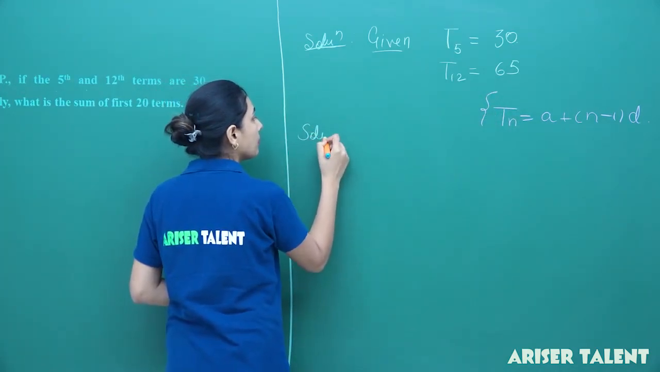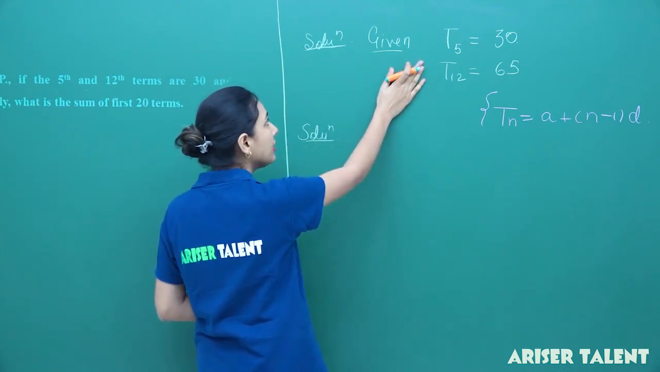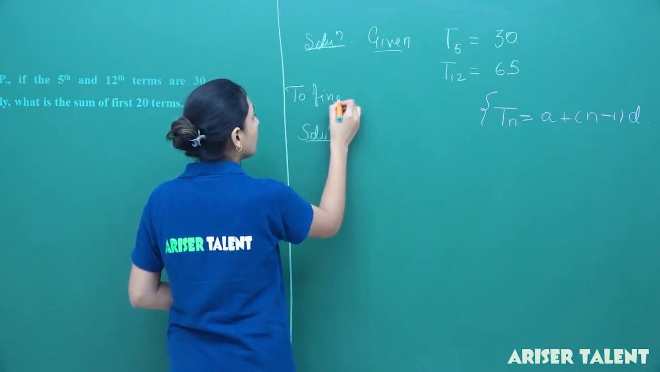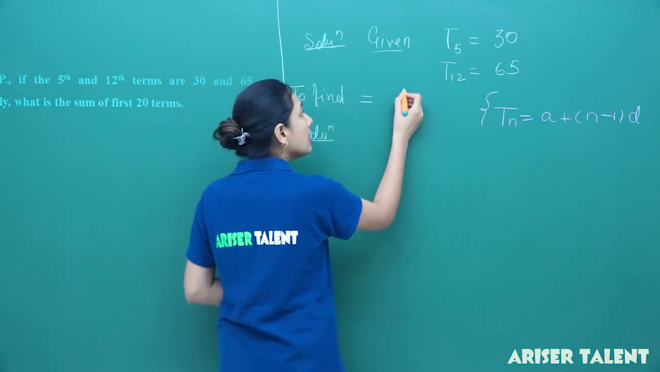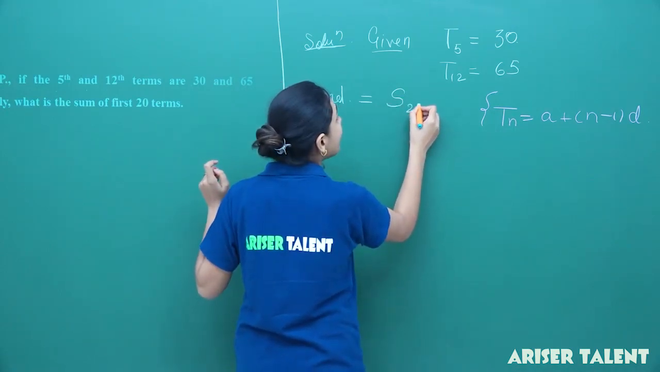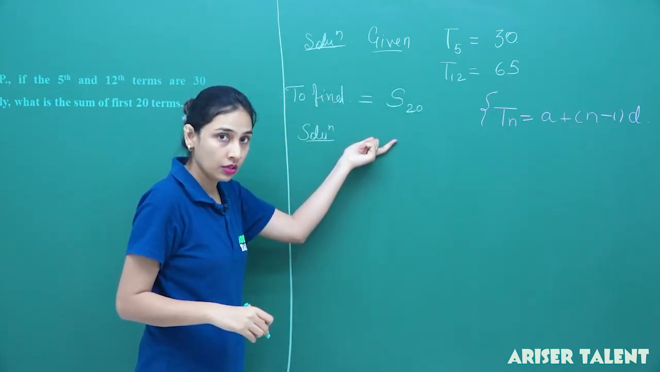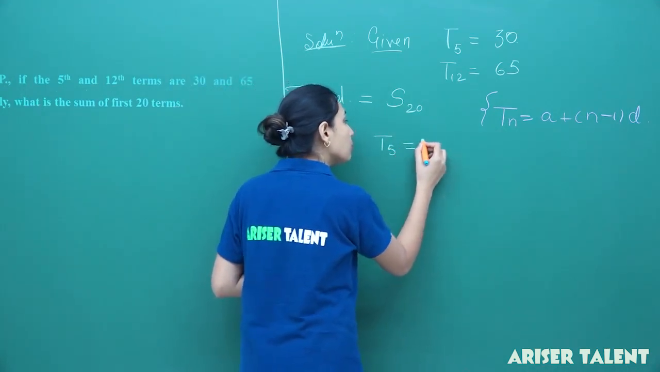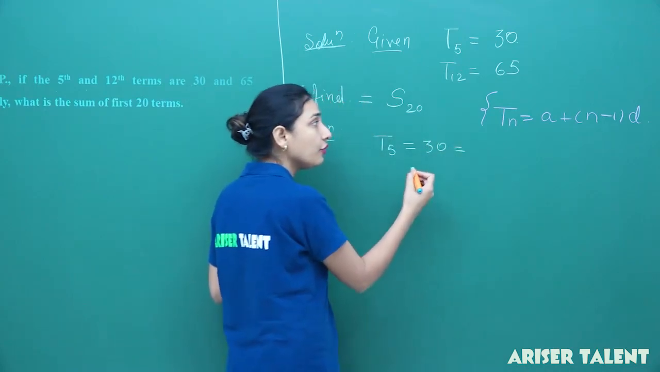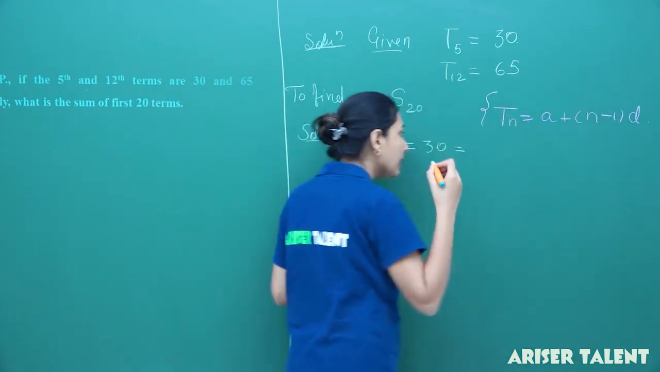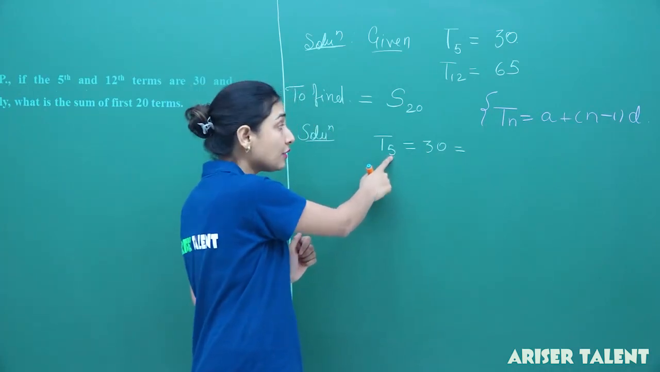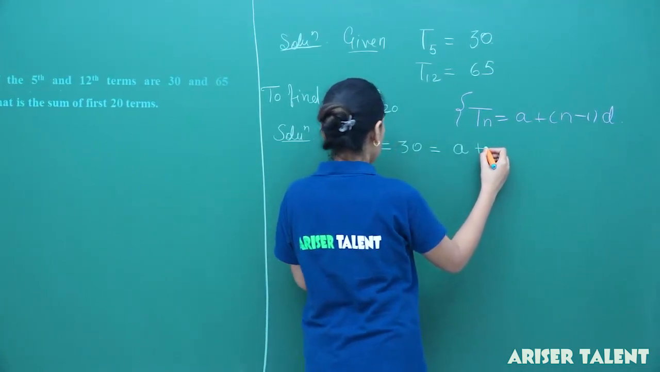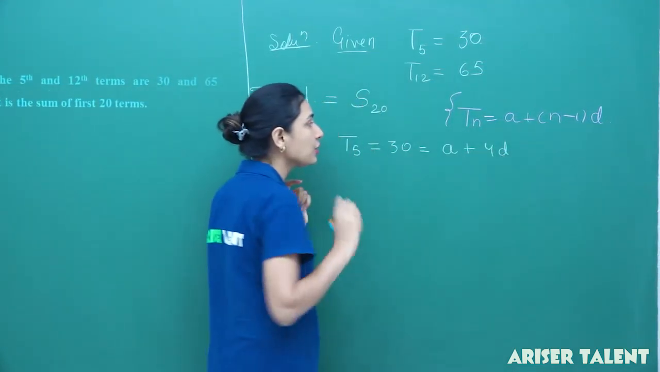Solution. Right from there, okay, this is our given thing. We have to find sum of what? First 20 terms, S20, okay. Now, T5 equals to 30, which is given, but will be equal to what? A plus n minus 1 D. Now, n in this case is 5, in this case only, okay. So, it will be what? A plus 4D, n minus 1 is 4.